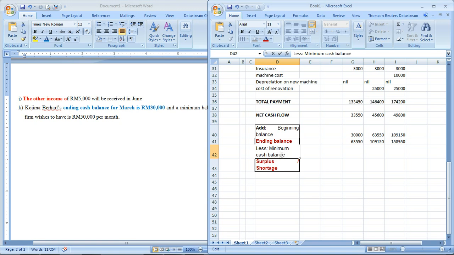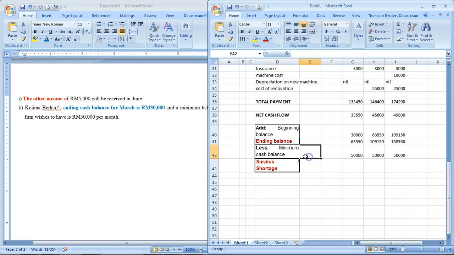Alright, then you will get what? Minimum cash requirement and minimum cash balance are the same. Then you put 50,000 here for all months. The question says that every month your minimum cash balance must be 50,000. After that, the format asks you to minus your ending balance. Is it surplus? Minimum cash balance you should have 50, but you have more, right? Is it surplus? Yes. Surplus how much? How to find? Ending balance minus your minimum cash balance.